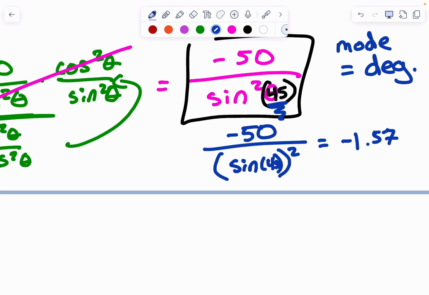Why is it a negative number? Okay, hold on. Because the sun is going down. Because the shadow is decreasing at a rate of 1.57 feet per second, or feet per hour, or whatever it is.